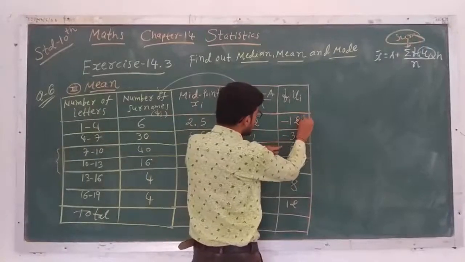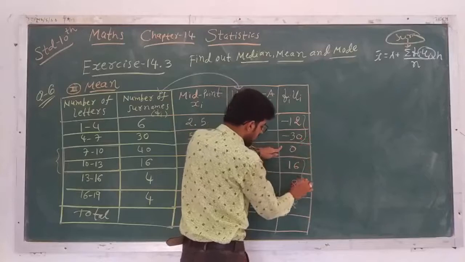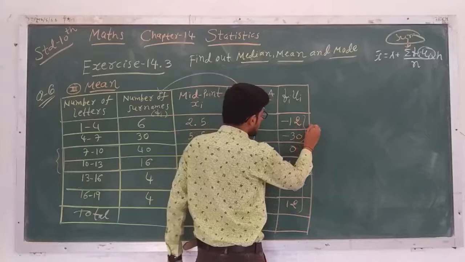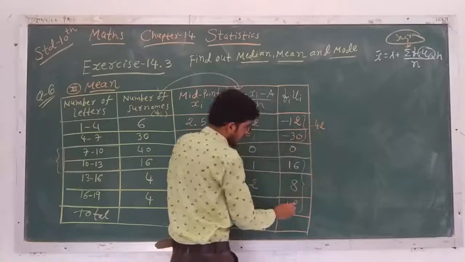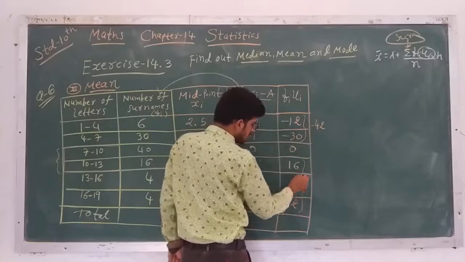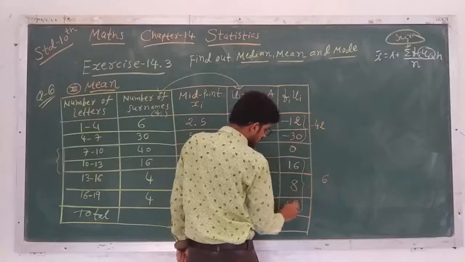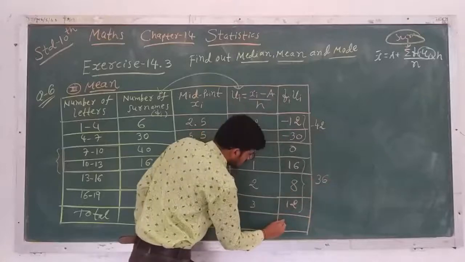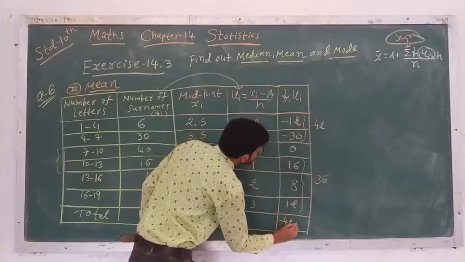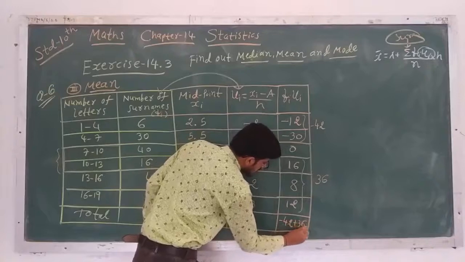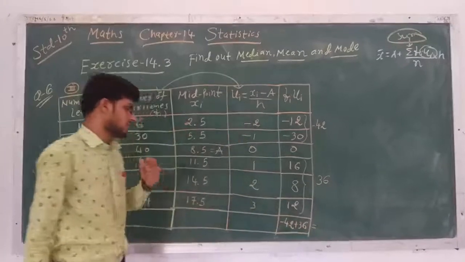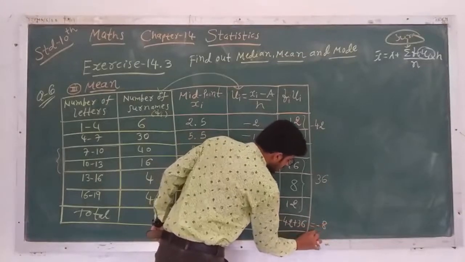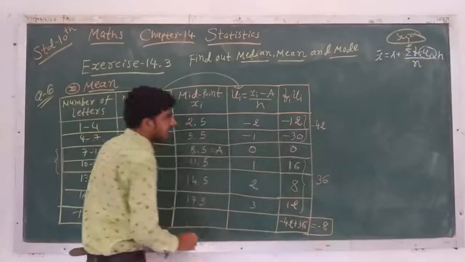First we add the negative numbers and then add the positive numbers, then subtract. So 12 plus 30, the answer is -42. And here 8 plus 2 is 10, 10 plus 6 is 16, 16 plus 12 is 28... so the positive sum is 36. So the final answer is -42 plus 36, which is -6... the sigma fi ui is -8 as computed.